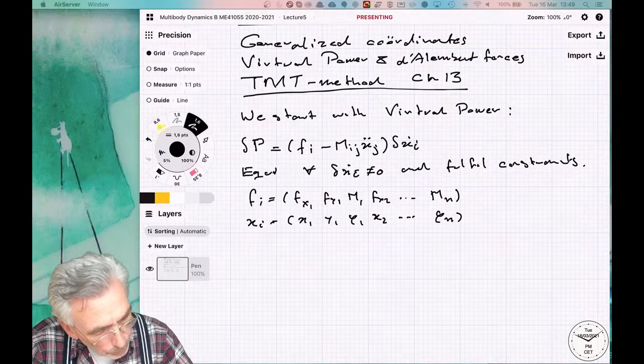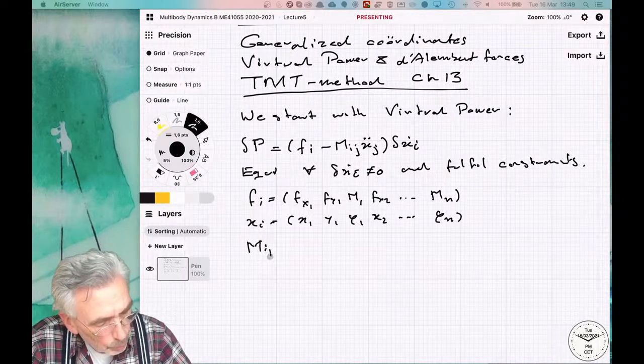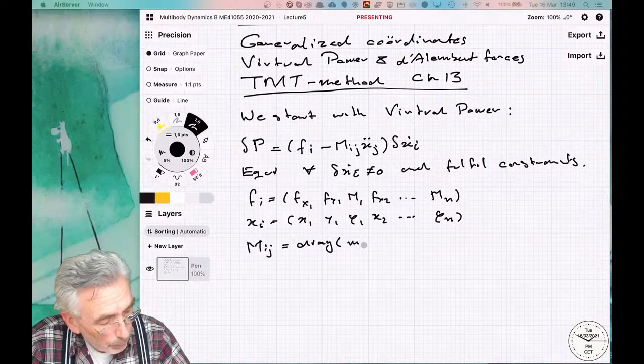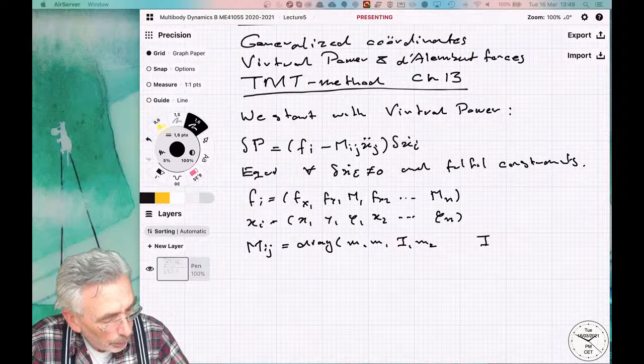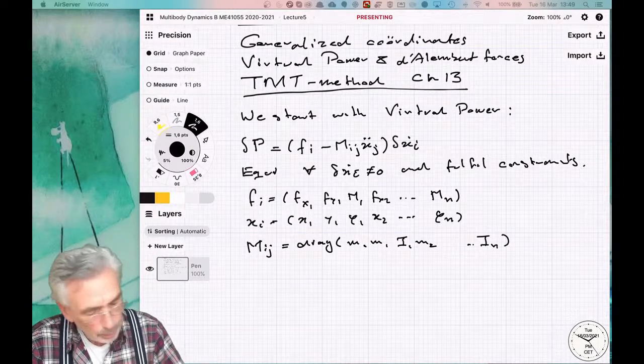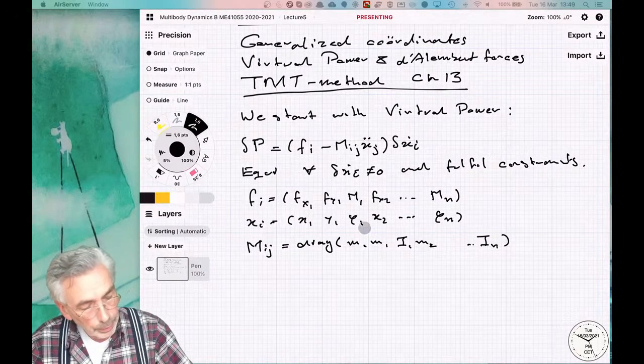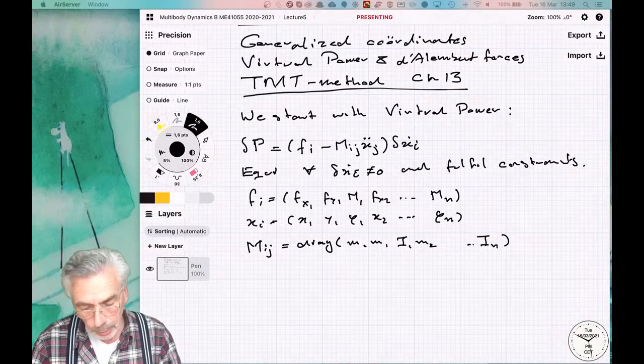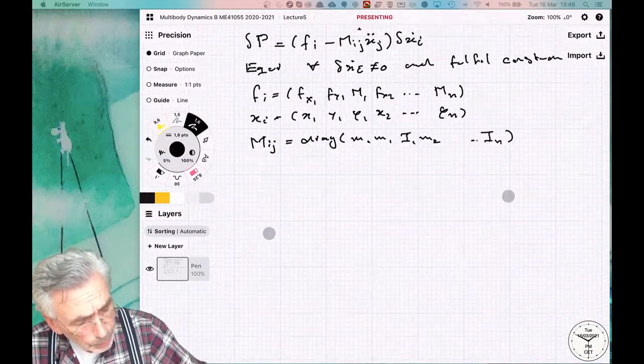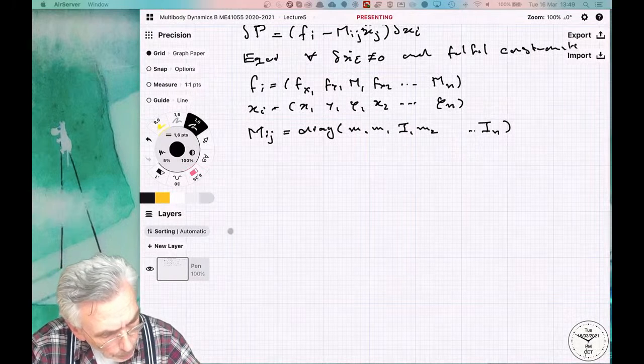Now we have to define what this mass matrix is, and in the two-dimensional case, it's a diagonal matrix with M1, M1, I1, M2, etc., until we have In. Okay, having clearly defined that, we now know what we're talking about. Now let's be specific again. Let's go to our example.